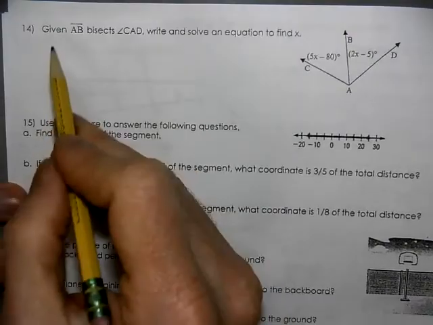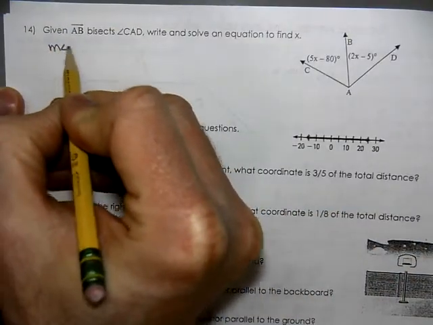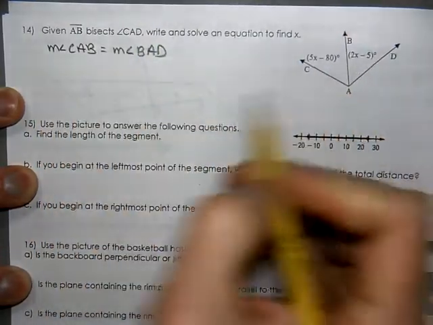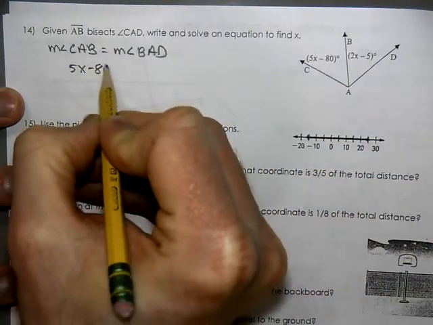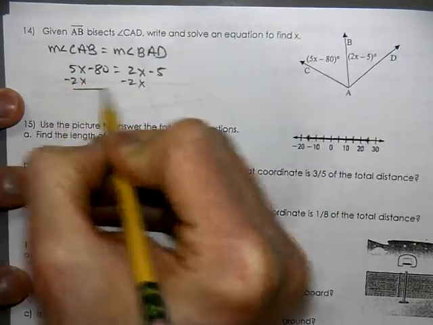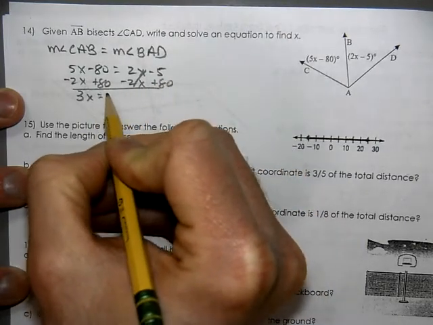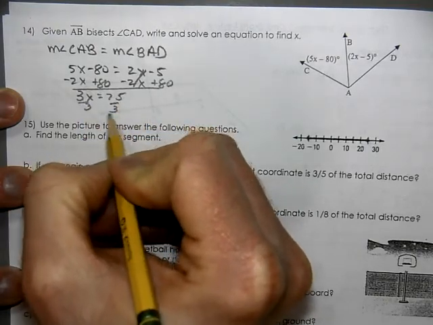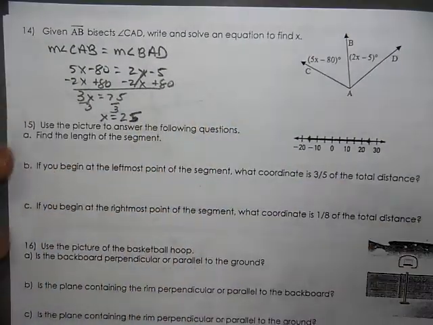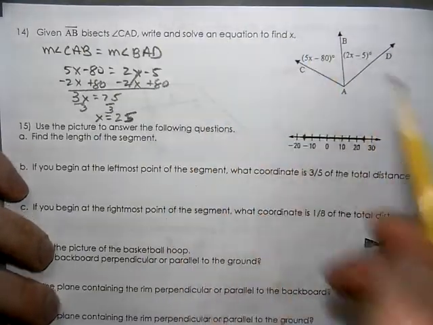On the next page, we know that AB bisects CAD. If it bisects it, then we know that the measurement of angle CAB has to equal the measurement of angle BAD. Those two have to be the same. So 5x minus 80 has to equal 2x minus 5. Collect your like terms. So we know that x equals 25. It says write and solve an equation for x. So he answered the question.